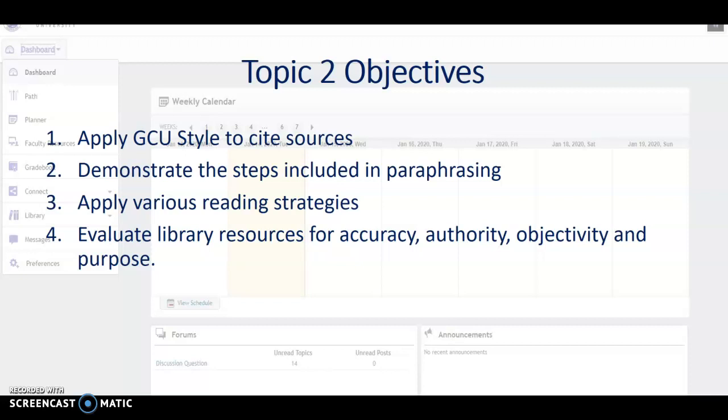So citing sources is one of the focal points of this particular class, and it's going to be one of the focal points of your academic writing here at GCU. Citing sources is how we appropriately incorporate our research into our own writing, giving the necessary credit to the authors, as well as referring our readers to the source of the material that we're writing on.